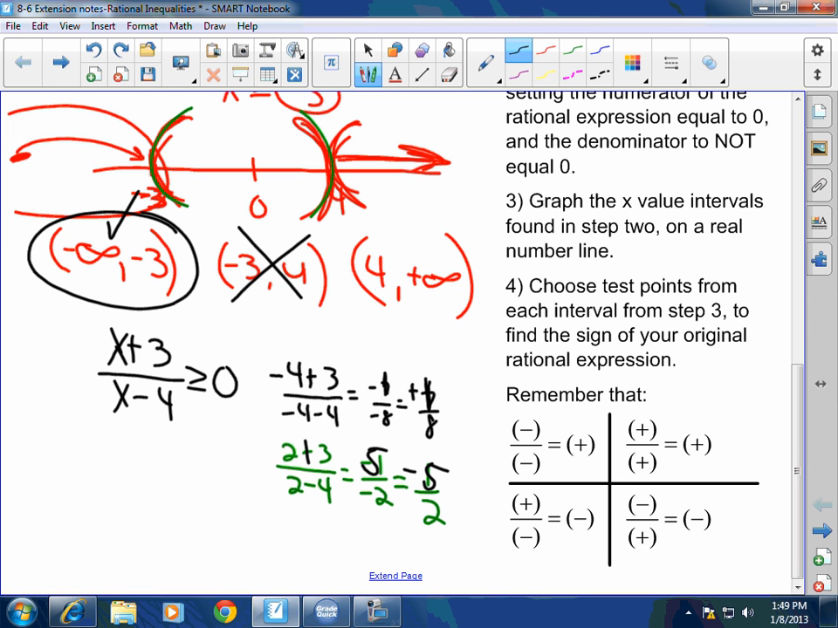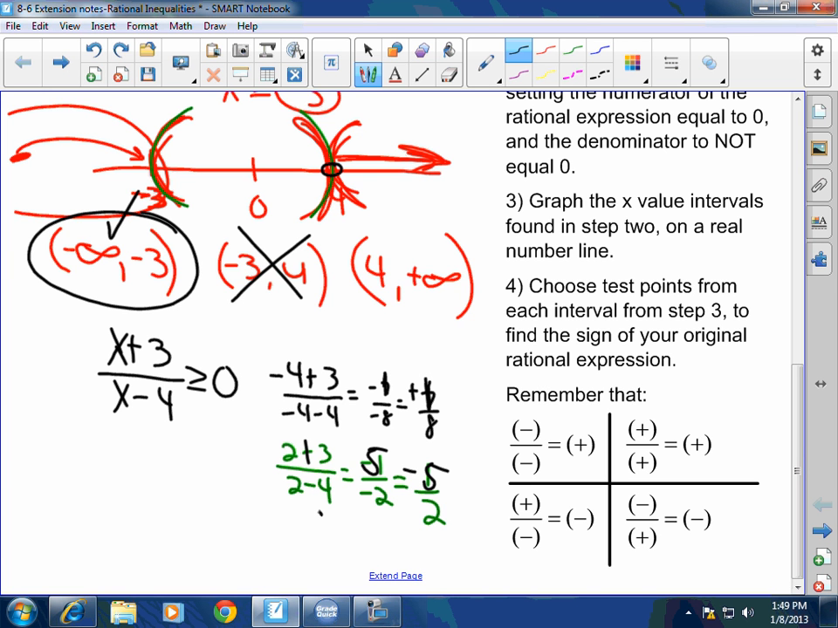Last one. Okay, first of all, can 4 be a potential answer? No. So you could put an open circle there because 4 is not going to work. So give me any other value in that interval, between 4 and infinity. 5 is a nice one, yes.